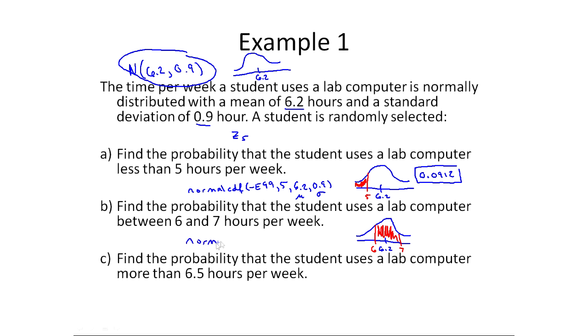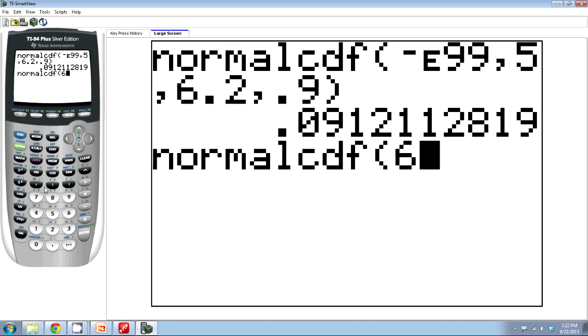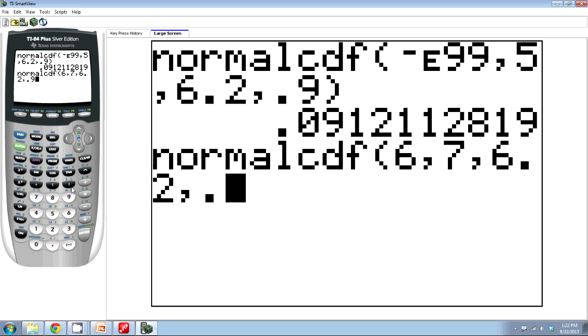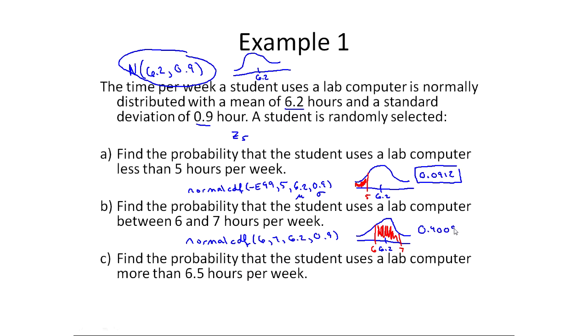So this will be normal CDF, 6, 7, but I have to tell it I'm using this normal curve. So then it will be 6.2, 0.9. And so once again, I can type this in the calculator. One shortcut you could do is press second and enter, and it will bring this up again. But you could do this, and then you end up with 0.4009. Now, as probability statements, you could think of it like this. The first one was probability X less than 5. This might remind you of binomial probabilities, but now X can be any number below 5, not just whole numbers counting down to 0. And this would be probability 6 less than X less than 7.